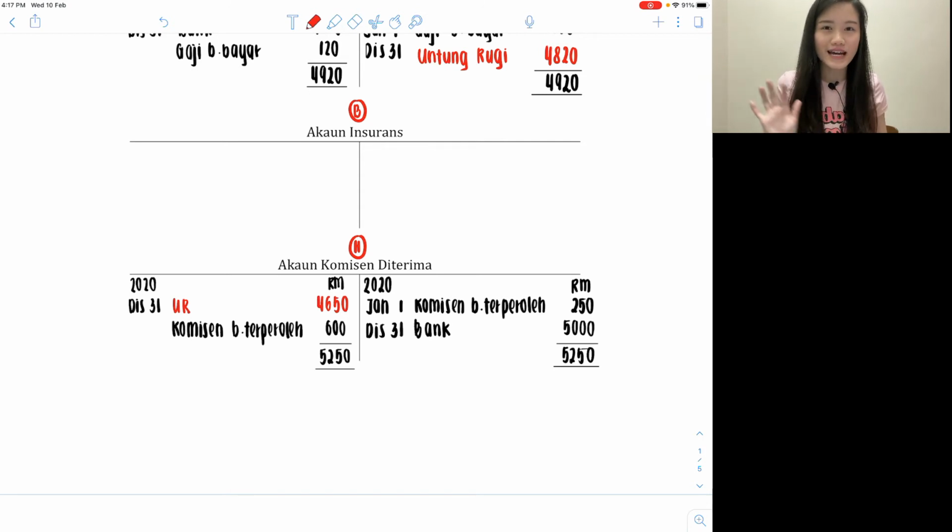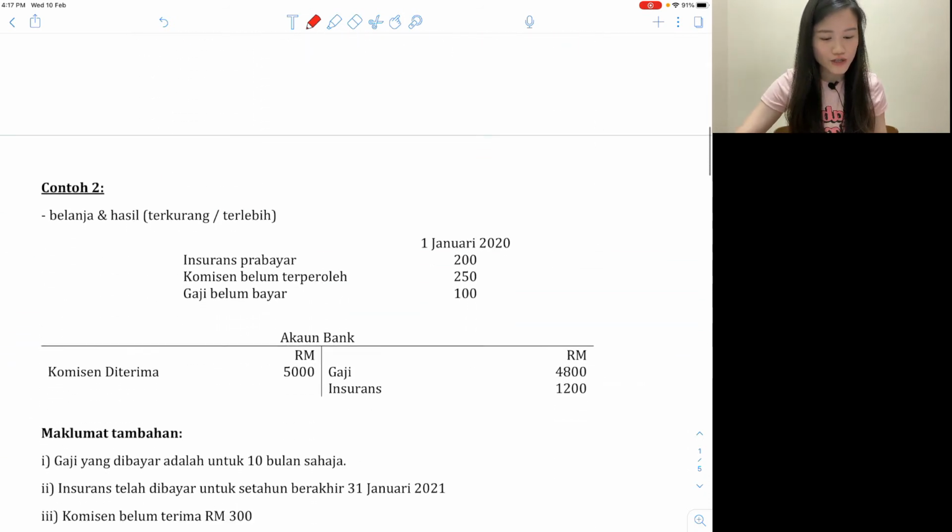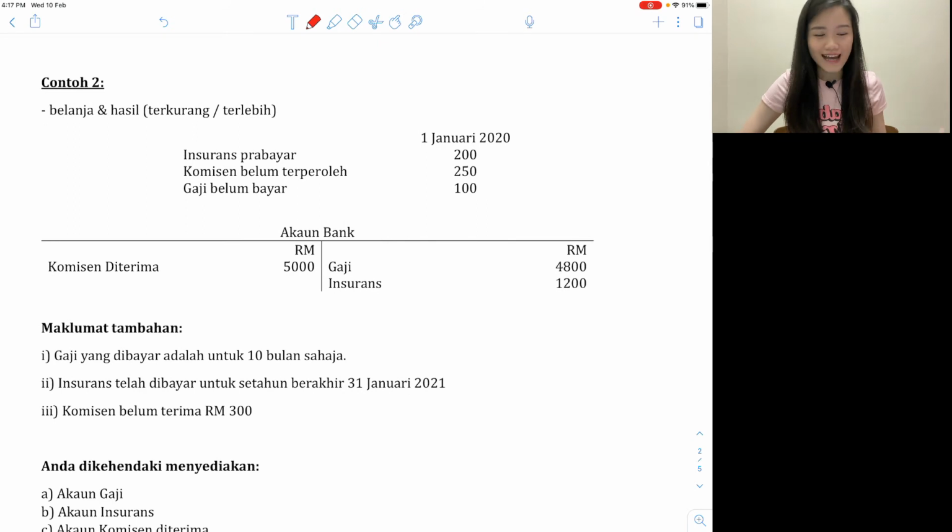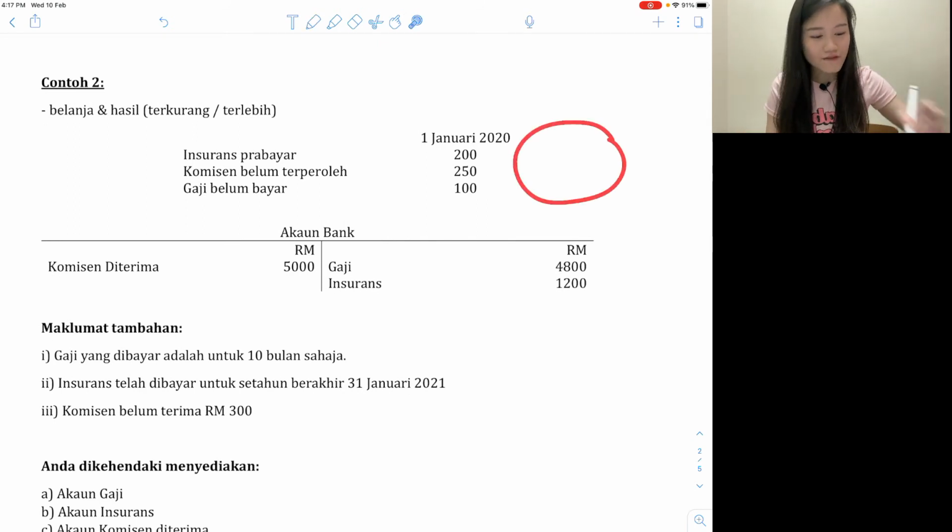Coming up, I'm going to show you guys example number 2, which is slightly different compared to the first contoh. You guys will see the difference one, okay? Coming to here, contoh kedua. What is the main difference? I think you guys can see it. The 31st December is gone.